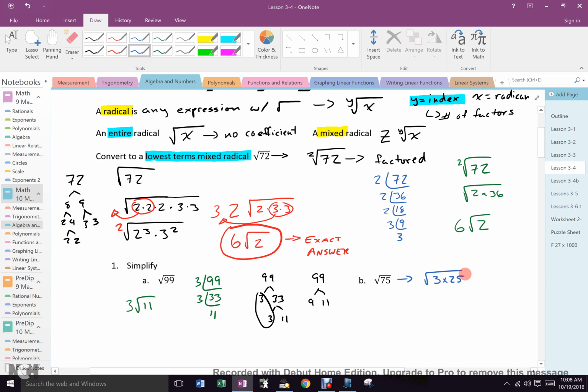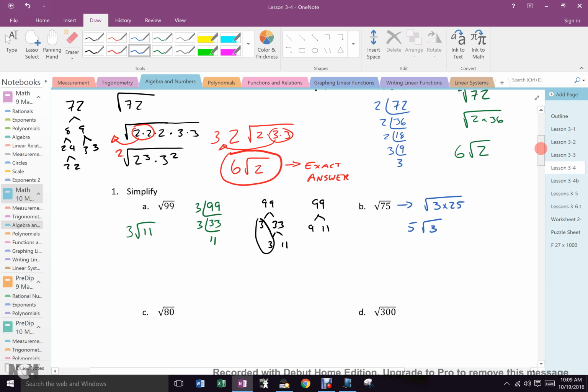Isn't 75 3 times 25? Okay. What's the square root of 25? 5. So what's coming out of there? 5. What stayed under there? 3. That's the shortcut, the easy, quickest way to do it. But some of you probably wanted to go 75, 3, 25, 5, 5. There's your group of 2.